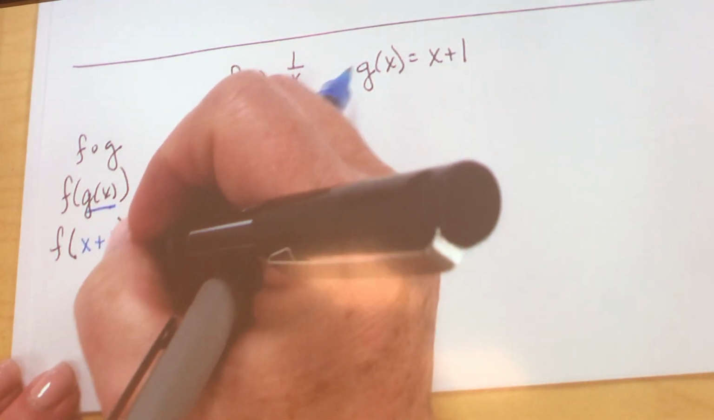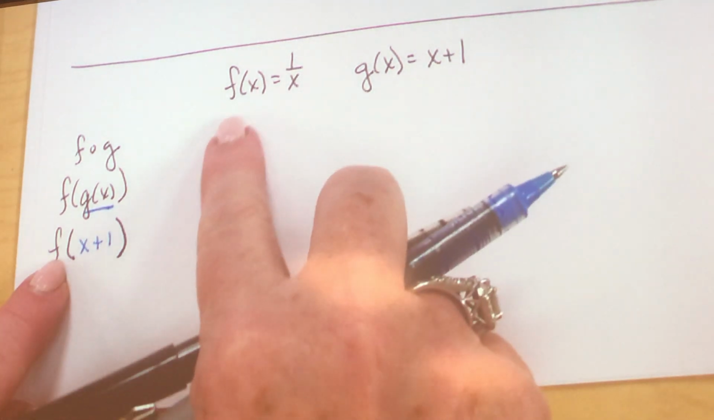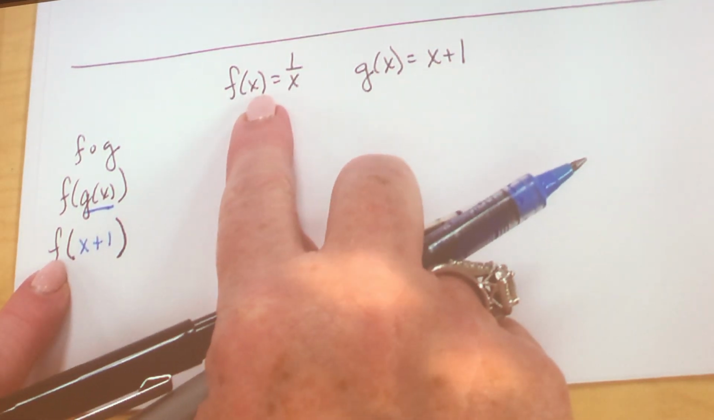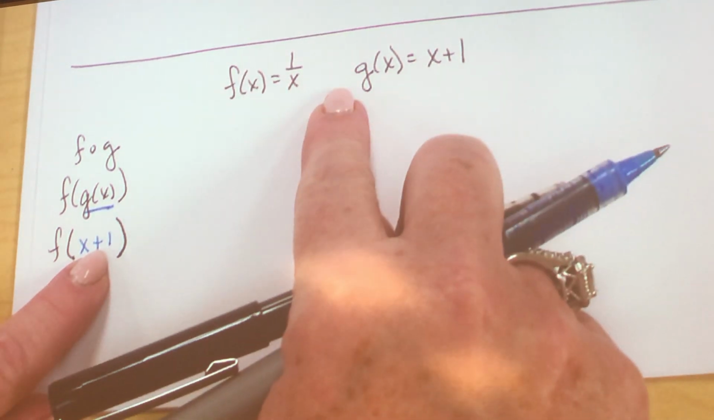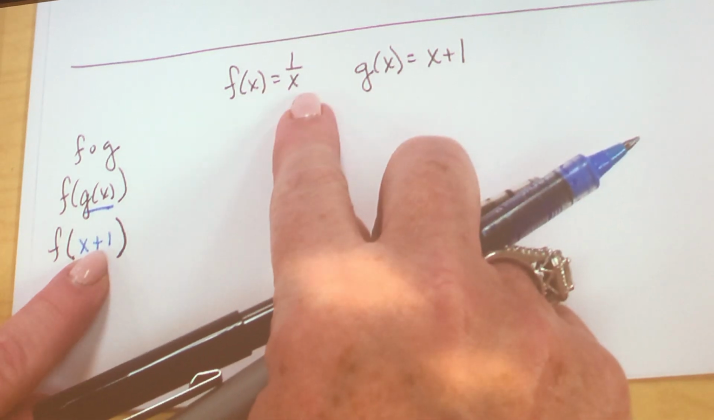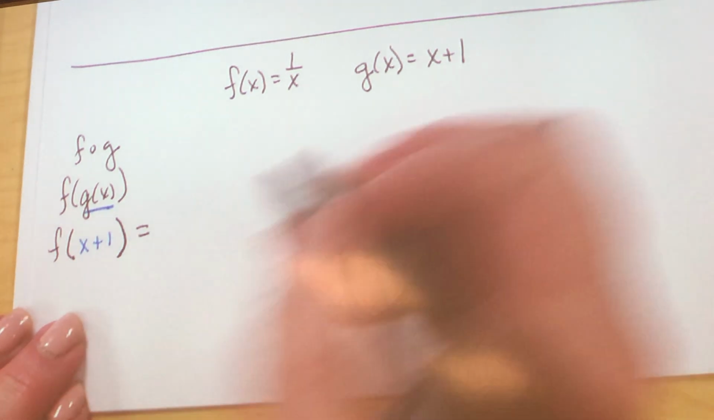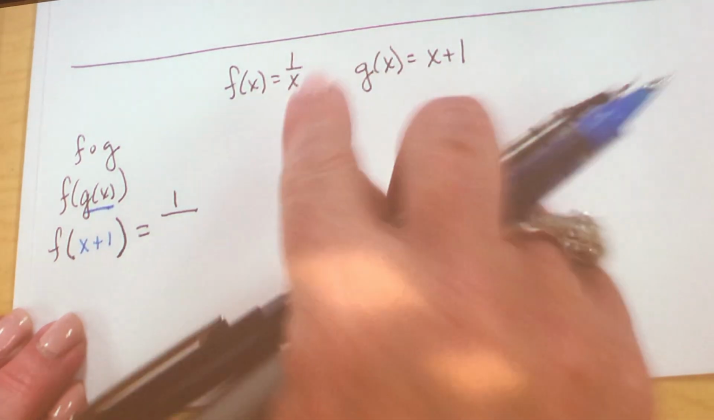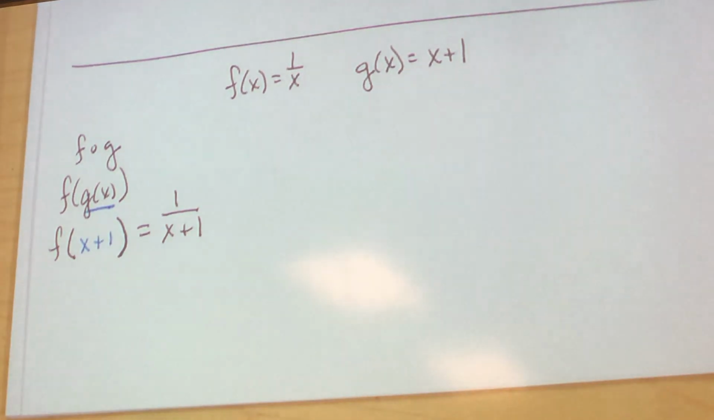Okay? Now, these are like directions. He says, go to the F function. Here's the F function. In place of this X, I have put X plus 1. What you do to one side, you have to do to the other side. So in place of every X over here, what will I put? X plus 1. So it will be 1 over, there's an X. What do I have to put? X plus 1. That's my answer. You can't do anything to it. Okay? That's my answer.